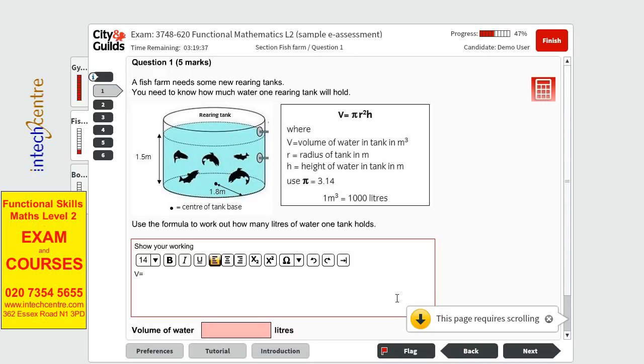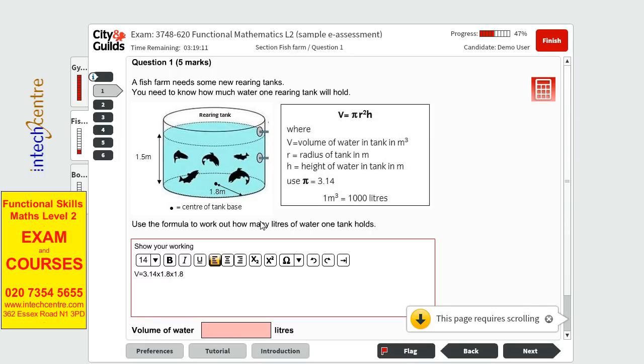We have pi. I can't put pi on the keyboard, but I'll go ahead and just convert the letters to numbers straight away. So we have V equals 3.14 times radius squared. The radius is right here, right? It's 1.8. The diameter is double the radius, yeah? Just so you remember. 1.8 times 1.8.